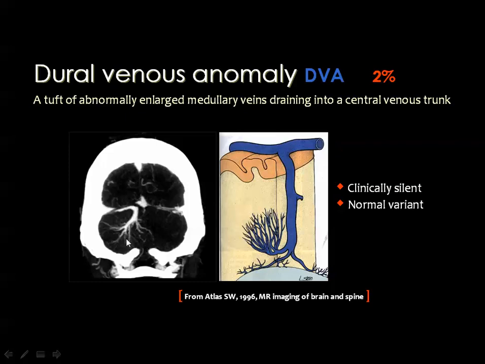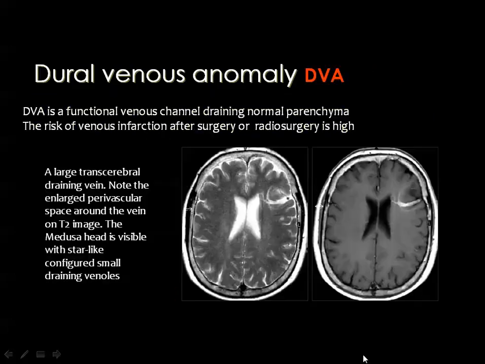And this is considered, as I have said, a normal variant. It is a clinically silent lesion. It does not produce any symptoms. And you see here, this is a good example, T2 weighted image and T1 post contrast, showing the vein and the tuft of the veins drained by this medullary vein.